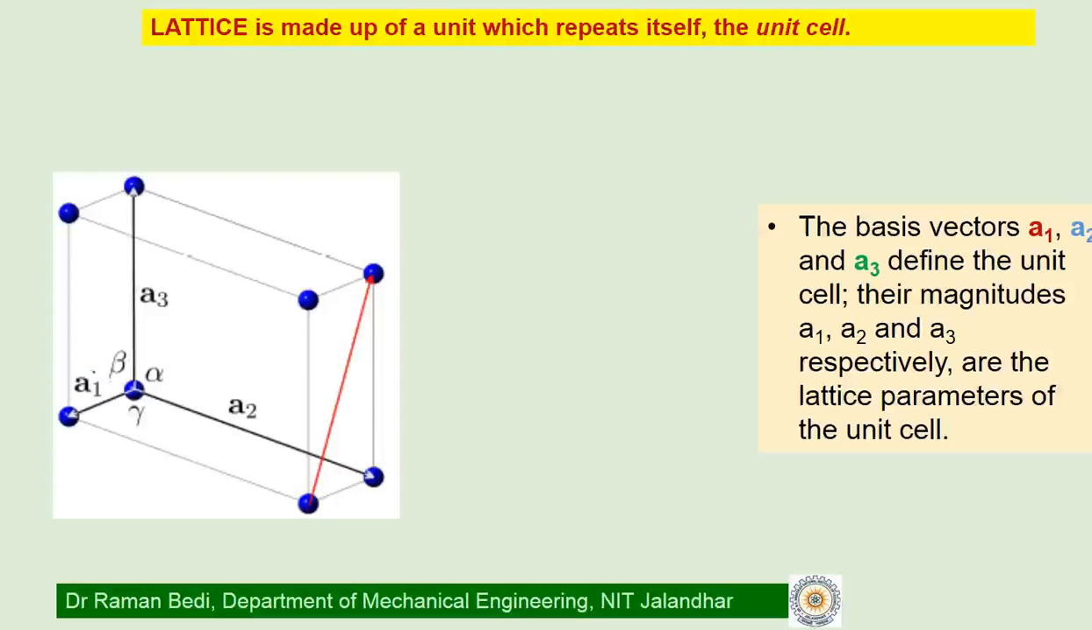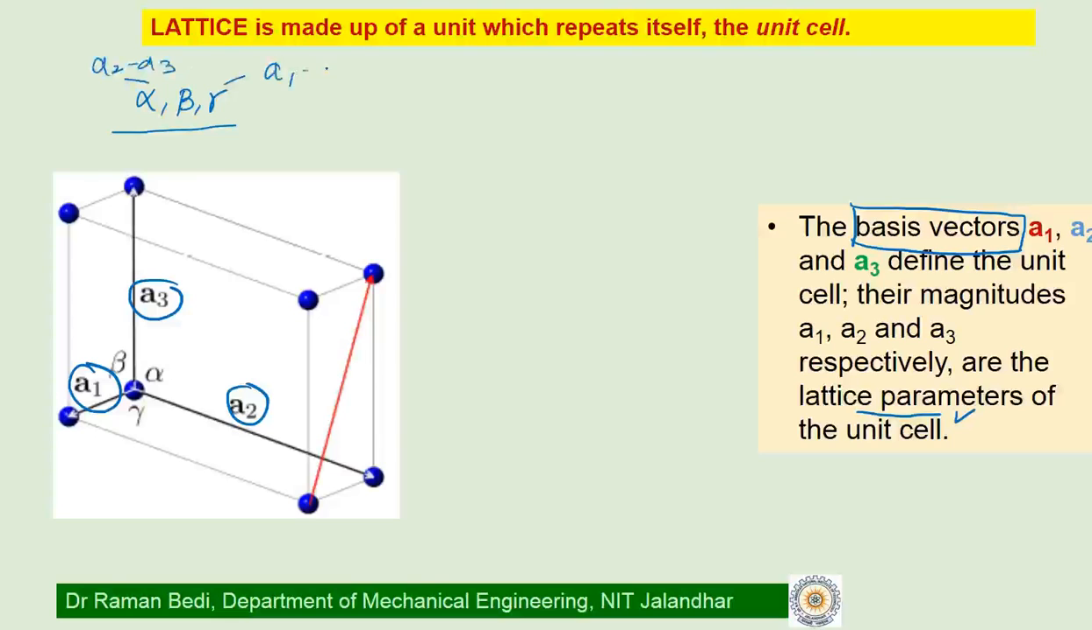The translation vectors here, or the lattice vectors here, are a1, a2 and a3, which we call the basis vectors. That means the basic understanding is that when you move this much distance in the x direction, this much distance in the y direction, this much distance in the z direction, you will reach the next lattice point. So the basis vectors are given as a1, a2, a3, which are also known as the lattice parameters of the unit cell. And we define the three angles here, alpha, beta and gamma, such that alpha is the angle between a2 and a3, gamma is the angle between a1 and a2, and beta is the angle between a1 and a3.